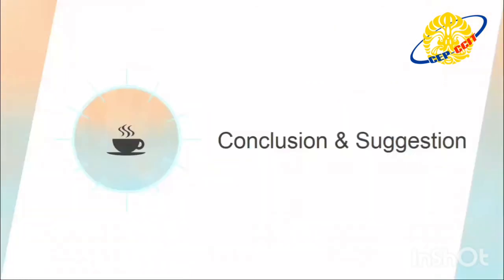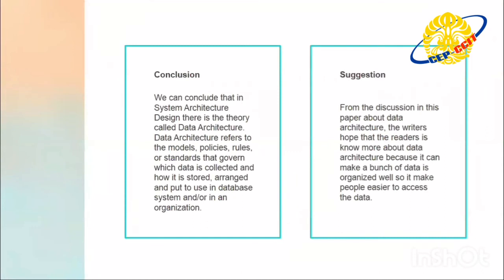And this is the conclusion and suggestion. We can conclude that in system architecture design there is a theory called data architecture. Data architecture refers to the models, policies, rules, or standards that govern which data is collected and how it is stored, arranged, and put to use in a database system and or in an organization.